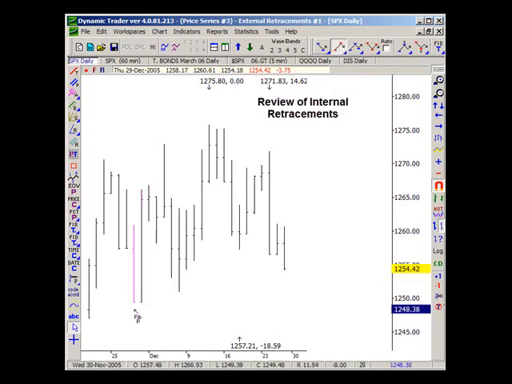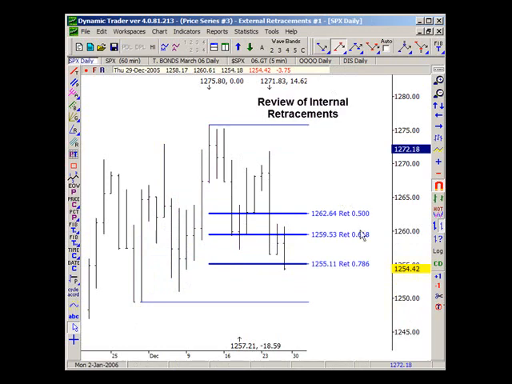And let me just put those on as a quick review, even though I'm sure you're familiar with them. There I've put on the 50, 62, and 78.6% internal retracements retracing from this low to this high. And that's what most traders are familiar with, although a lot of you may not be familiar with 78.6% retracement, which is a real important one in the financial markets. So if you're not familiar with it, I strongly encourage you to be sure and take parts 1 and 2 of this series, because we describe that retracement and why it's important.